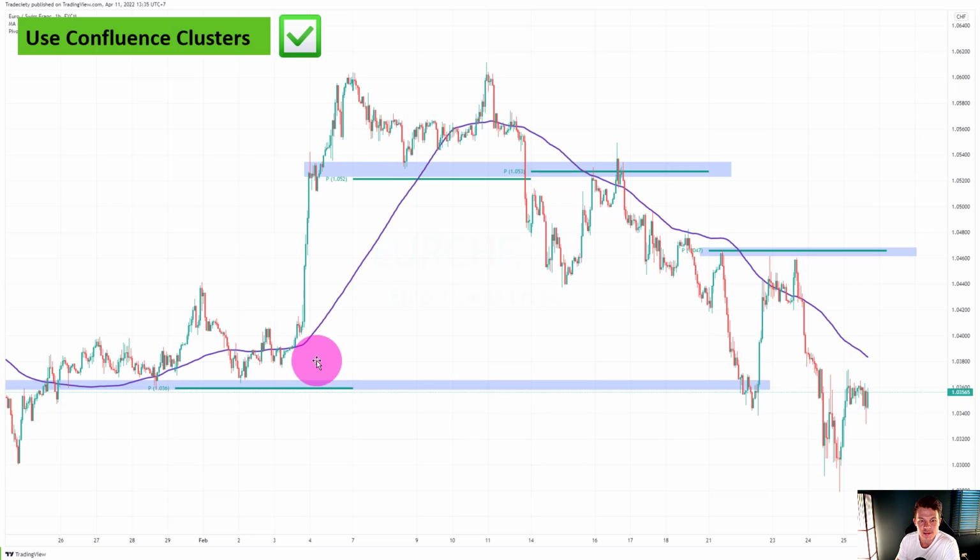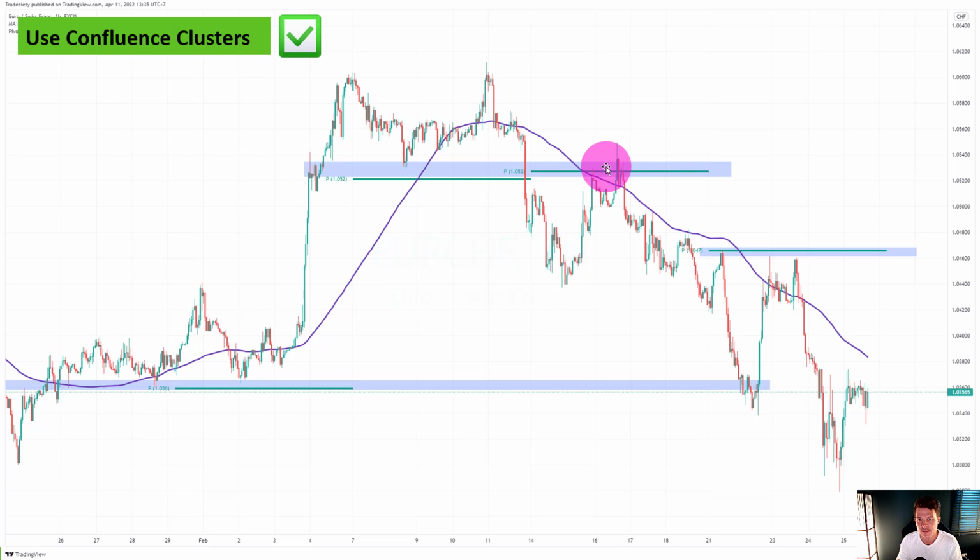Use confluence clusters. Support and resistance are very important and they often work quite well, but I would always recommend to use them in combination with other confluence factors. And what I found especially helpful is using objective confluence factors, such as pivot points here or a moving average. Every trader is always going to have the same pivot point and the same moving average. They are 100% objective, whereas support resistance levels are a little bit more subjective. So combining subjective and objective tools can greatly improve your chart reading.